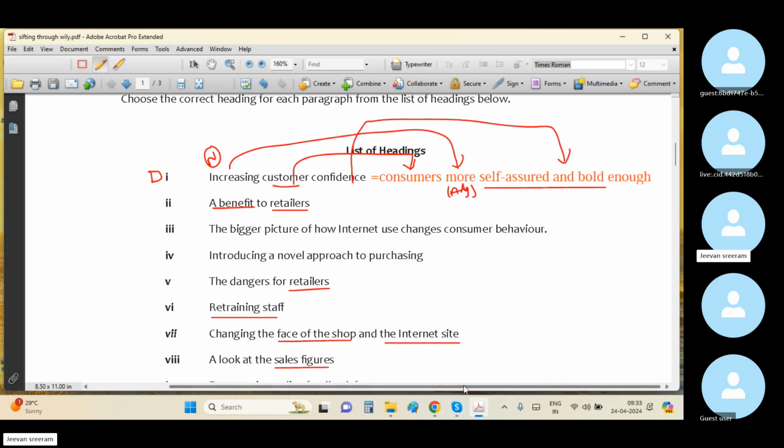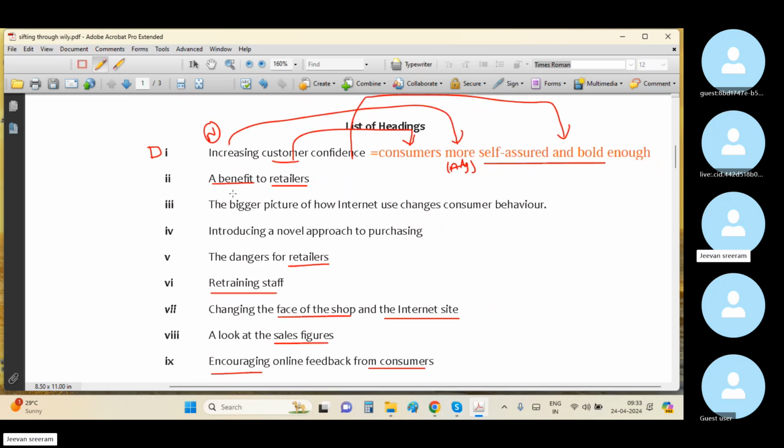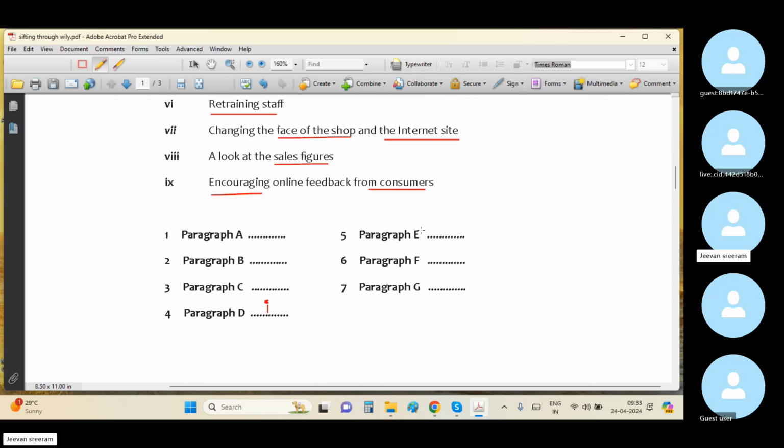Okay, yes. So next, a benefit to retailers. In which paragraph have you found that retailers are getting benefited? Retailers, sellers.